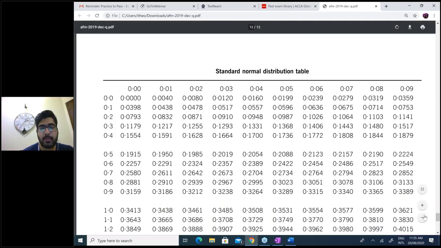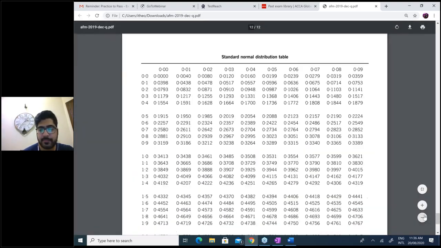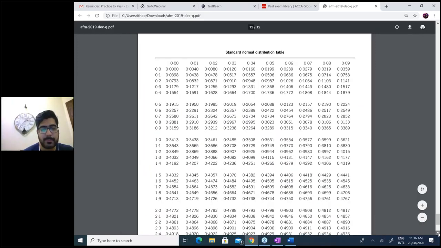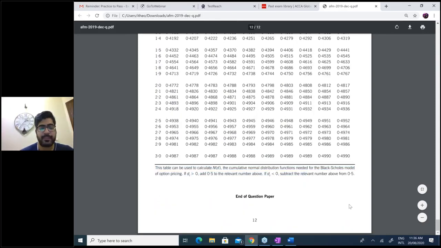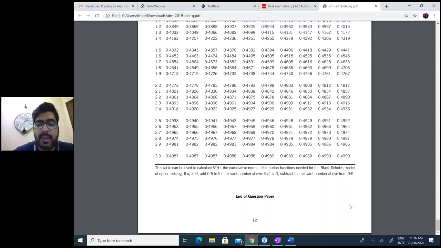you have a standard normal distribution table given in the exams. Read this last line. This table can be used to calculate N(D), the cumulative normal distribution functions needed for the Black-Scholes model of option pricing. If D is greater than 0, what is D greater than 0? D greater than 0 means it's positive. Add 0.5 to the relevant number above. However, if D is less than 0, it means it's negative. Subtract the relevant number above from 0.5.